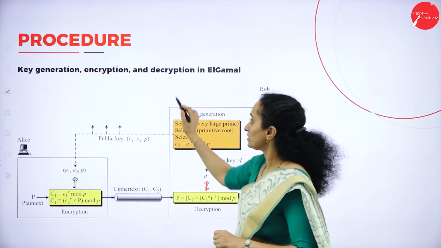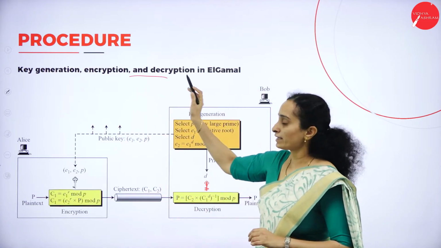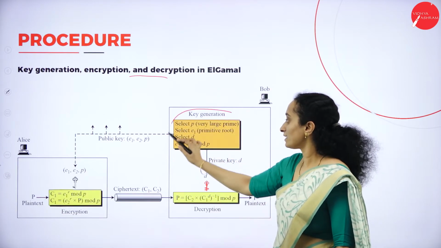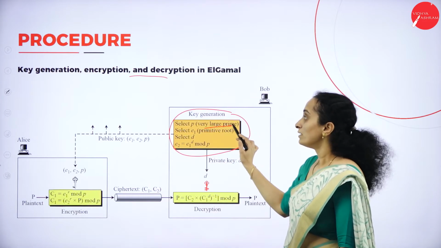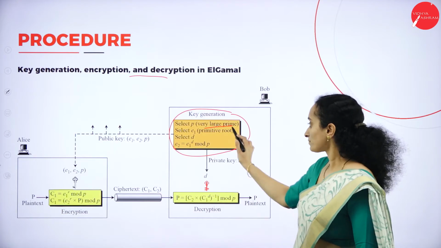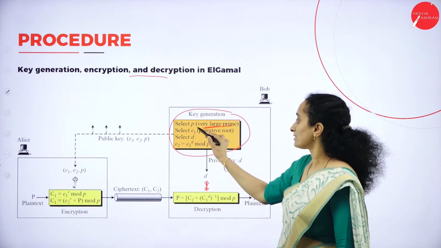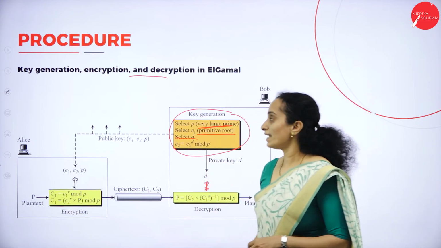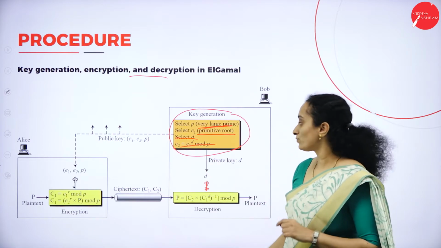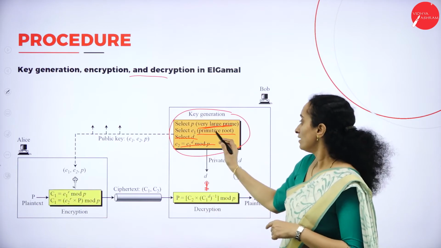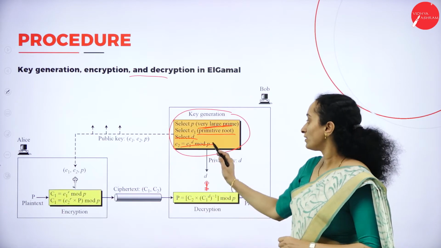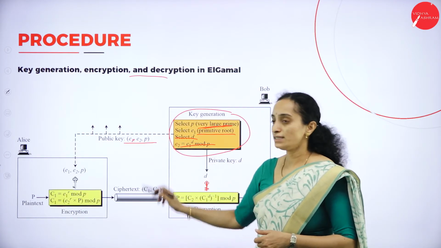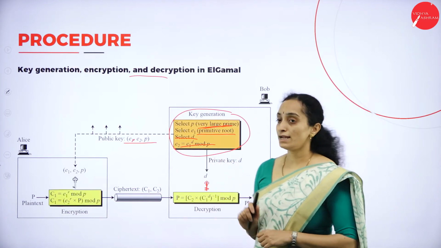Okay, here we have the procedure of how key generation, encryption and decryption are implemented in the ElGamal cryptosystem. Here is the key generation procedure, where the ElGamal cryptosystem mainly deals with a large prime. We select E1 as a primitive root. You select D and calculate E2 equals E1 to the power of D mod P. We use E1, E2 and P as the public key in the ElGamal cryptosystem.